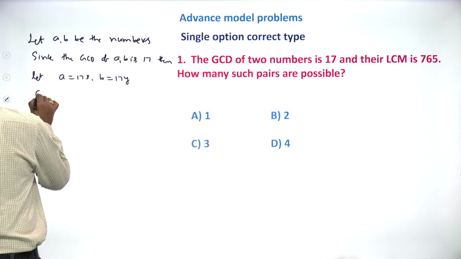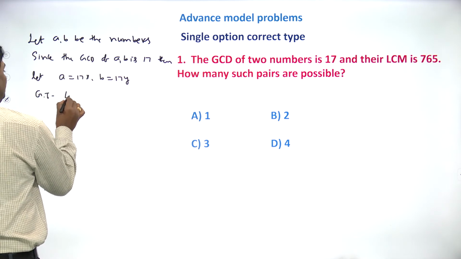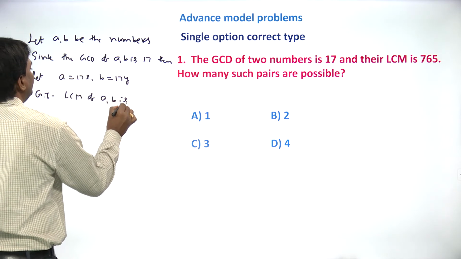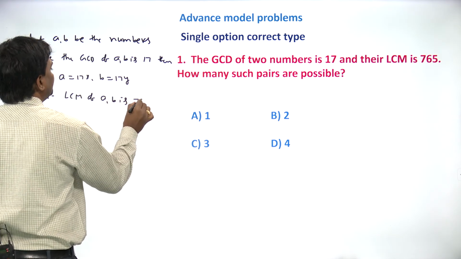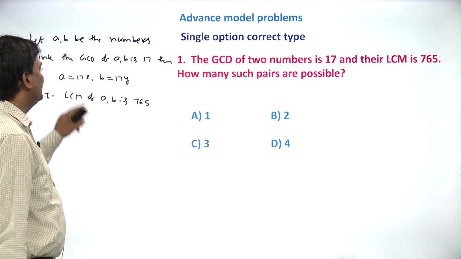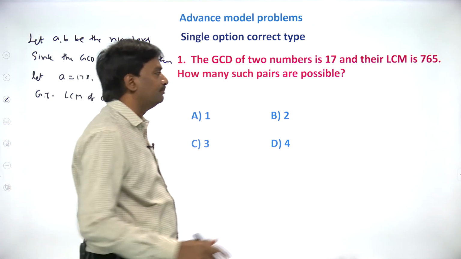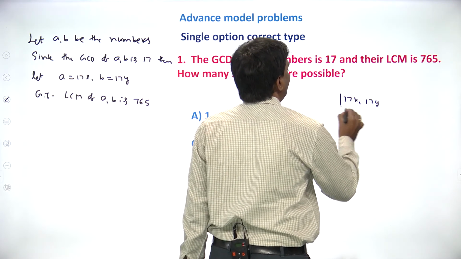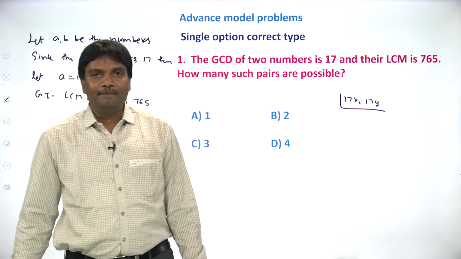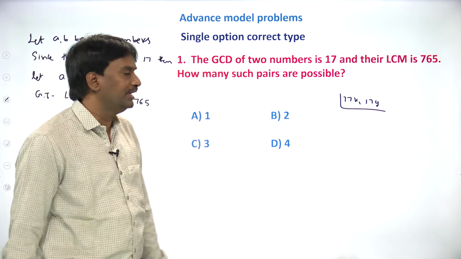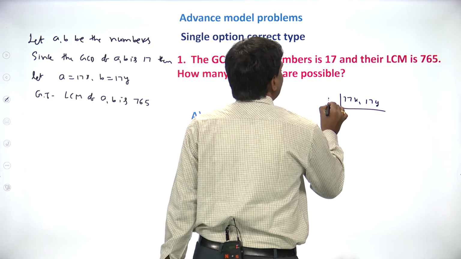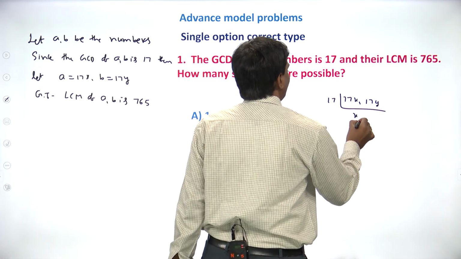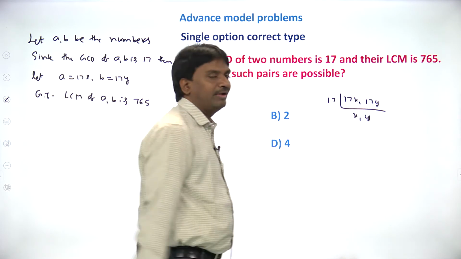So given that LCM of A, B is 765. So what is the LCM of 17x, 17y? So simple. To find the LCM of 17x, 17y, write the 2 numbers 17x, 17y along a line. Here these 2 numbers are clearly divisible by 17. So the LCM is 17 into x into y.